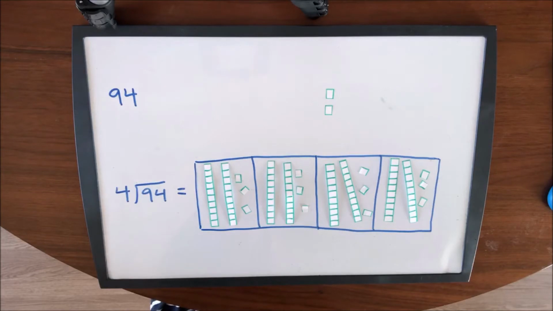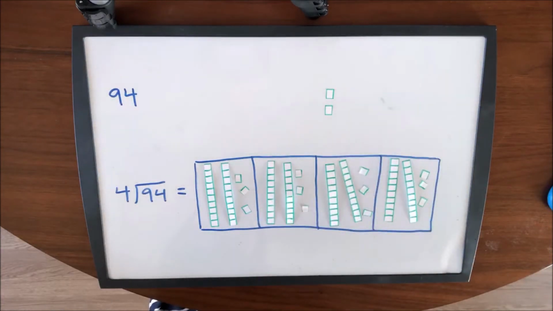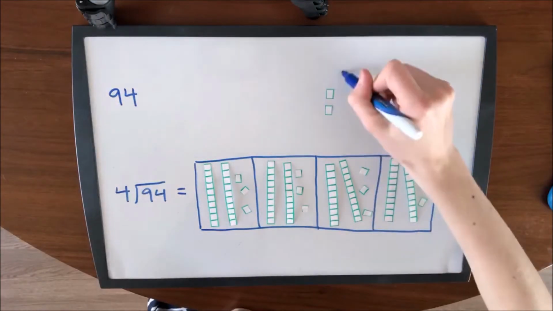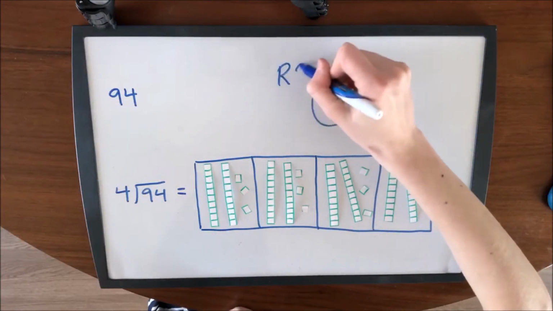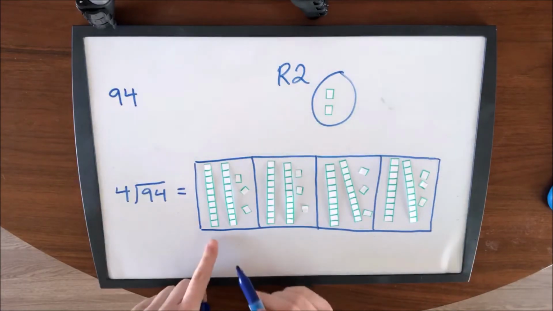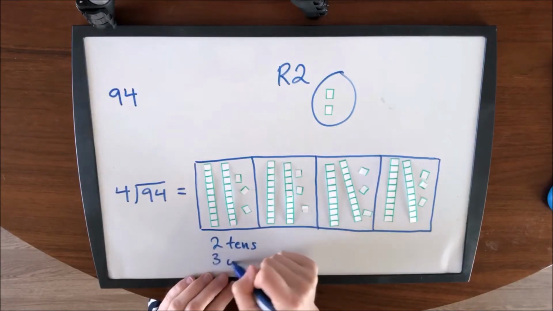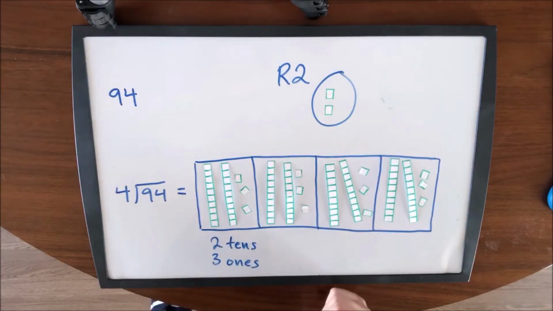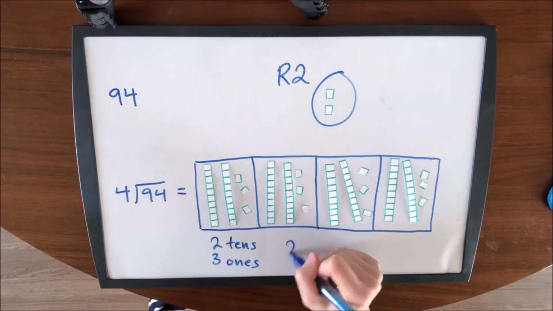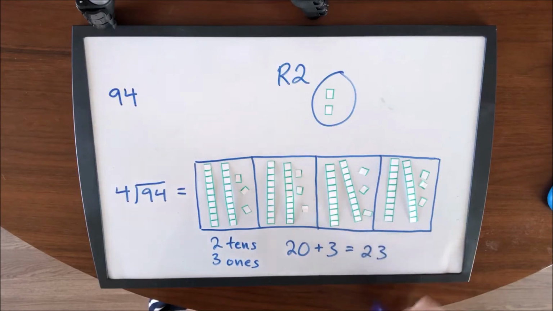That is what my remainder is going to be. They're already ones, so I can't really divide them up any further, and I already have an equal amount in each box, so I can't put them in any of the other boxes. So this is my remainder right here. I know that I have a remainder of 2. Then to find my answer, I just need to see how much is in each box. Each box has 2 tens and 3 ones, which we can also write as 20 plus 3, or 23.